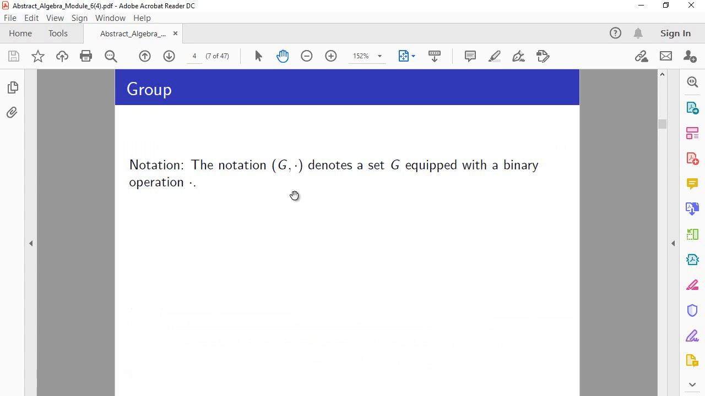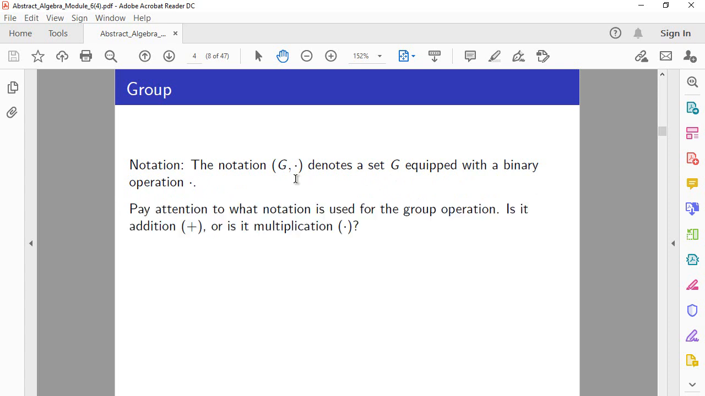So we're going to use the notation G comma dot within parentheses to denote a set G equipped with a binary operation dot. Now instead of dot, I may use star, I may use a plus or something else. Pay attention to what notation is used for the group operation. Are we using the additive notation or are we using the multiplicative notation for the group operation? Usually we are going to use the multiplicative notation for the group operation.